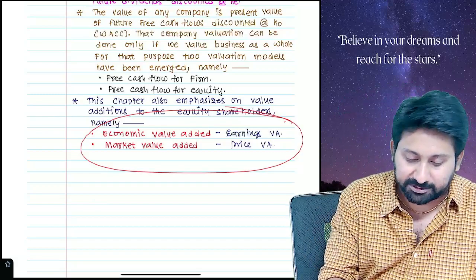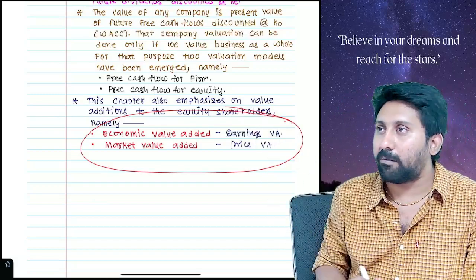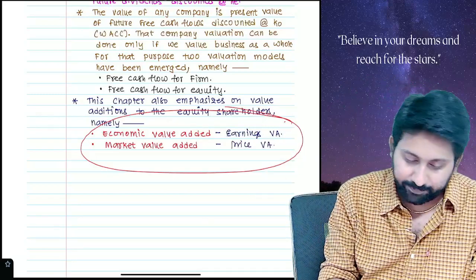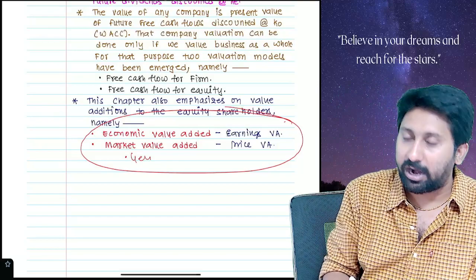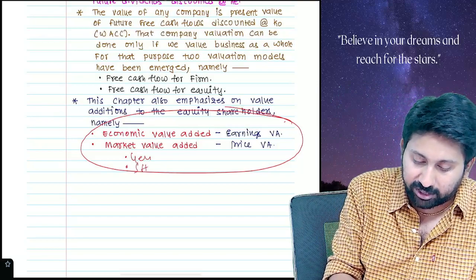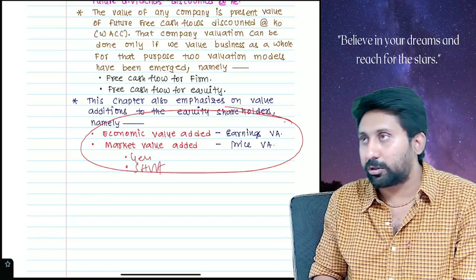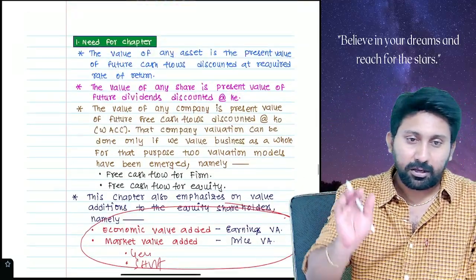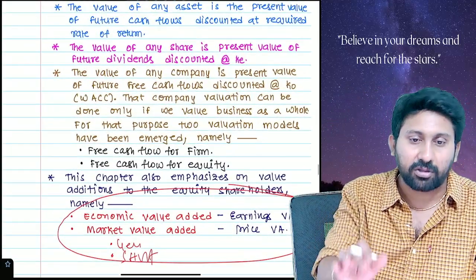In MVA two types will be there. I didn't write it here, but in the problems we will do. In the new AFM book there is one problem also given on that: general market value added and shareholders value added. We will do both. Listening up to here, please note down the first theory on this.